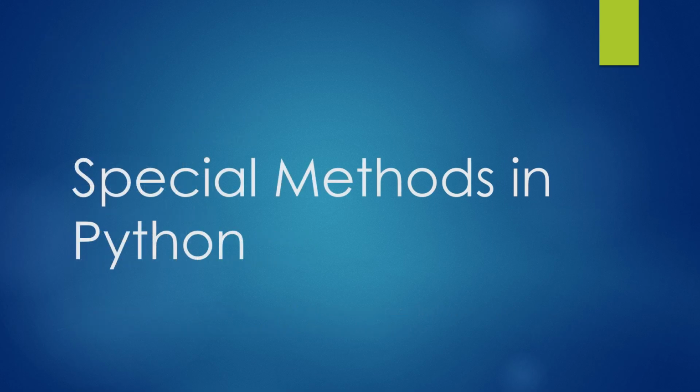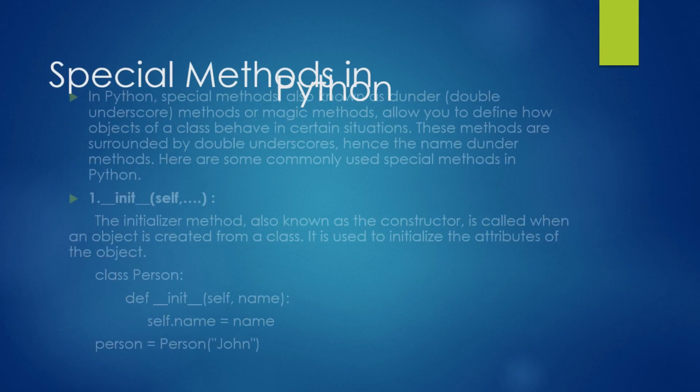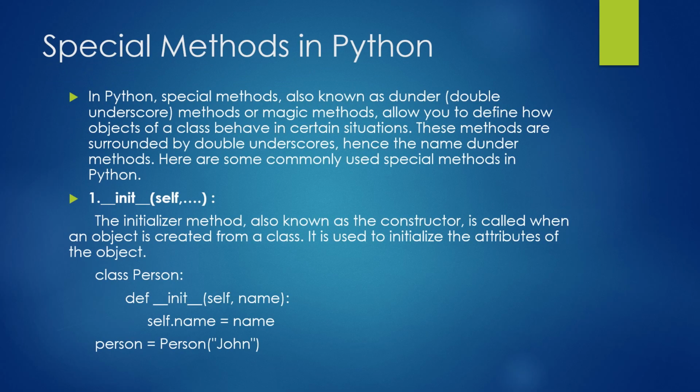Okay, let's see the next topic, special methods in Python. What are the special methods in Python? In Python, special methods are also known as dunder methods or magic methods, which allow you to define how objects of a class behave in certain situations. These methods are surrounded by double underscores, hence the name dunder methods. Here are some commonly used special methods in Python.